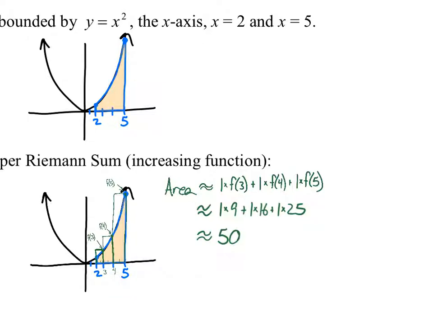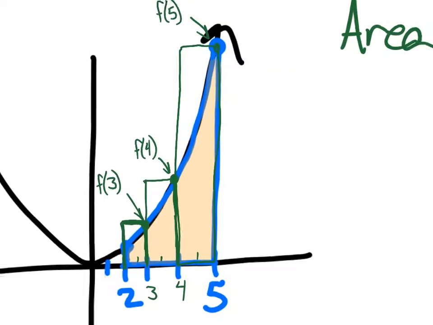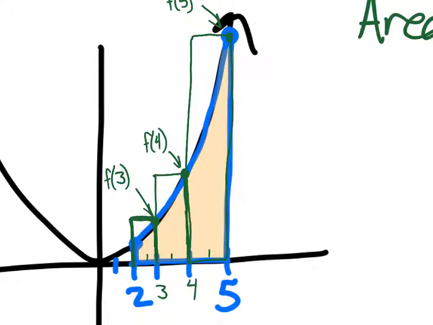Now, is that exactly what I'm looking for? No, it's too big. This area is too much. I'm including things that I don't want. Now, we already mentioned one way that we can get a little bit better of an approximation. Use more rectangles. We can use more rectangles. If I were to, let's say, break this up.